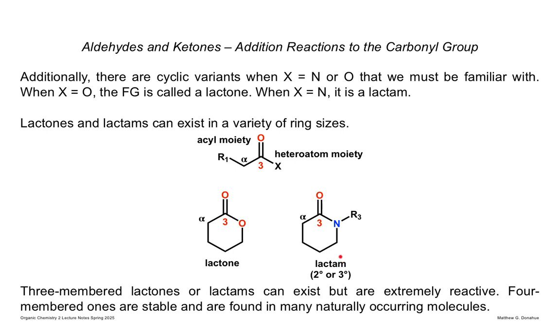Lactams, by definition, have to be either secondary or tertiary, because the nitrogen already has a bond to the carbonyl carbon, and then another bond that keeps it in the ring. So if R3 is H, then it's secondary. If it's carbon, then it's tertiary. So remember, lactones and lactams are cyclic.